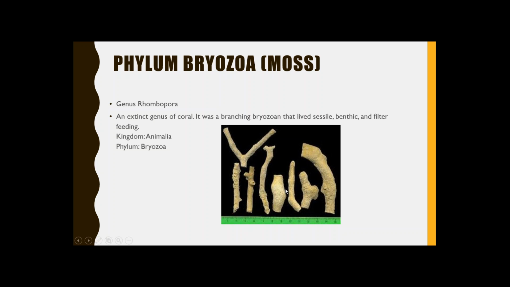So the next thing we're going to go over is the phylum Bryozoa, and this is also known as moss animals. So this, again, is just another phylum that still exists today. And the first genus we're going to go over is this Rhombopora, and this is an extinct genus of coral. So we have corals today, and if you look at the fossils, they look pretty similar to what existed millions of years ago.